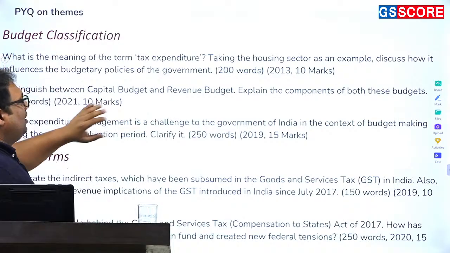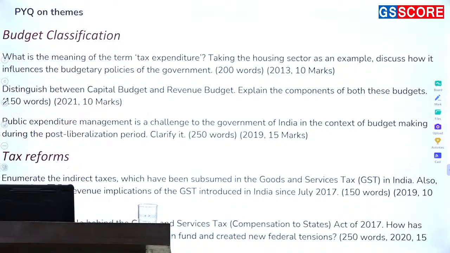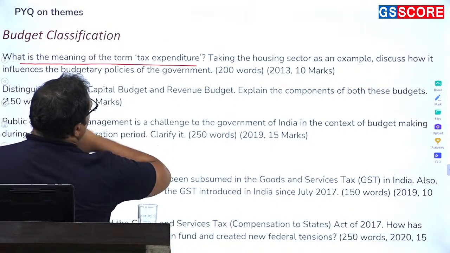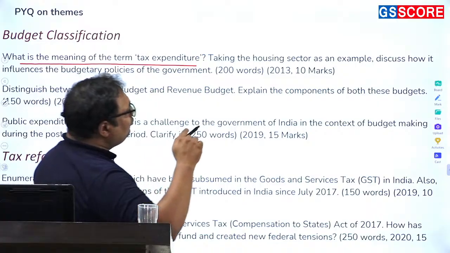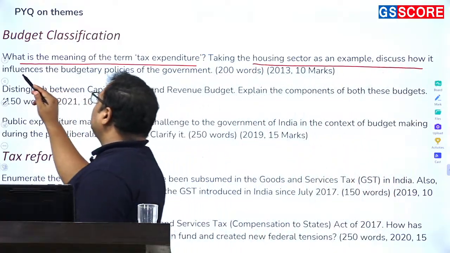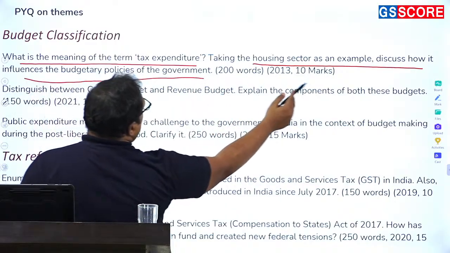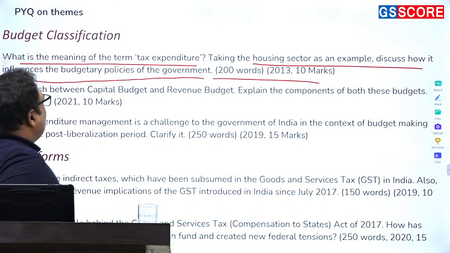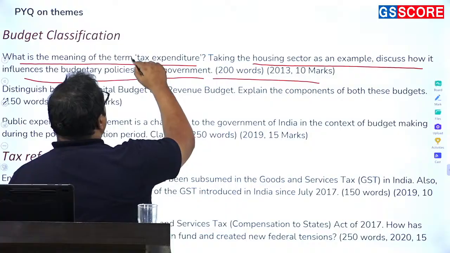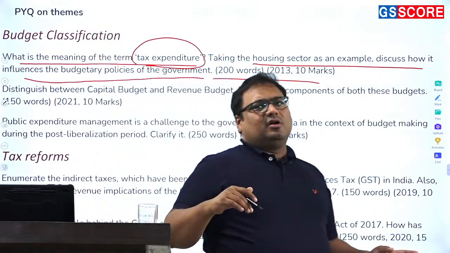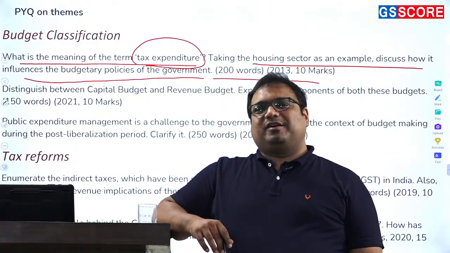Yes, I have picked up 3 questions from budget classification. What is the meaning of the term tax expenditure? Taking the housing sector as an example, discuss how it influences the budgetary policies of the government. This was asked in 2013. Okay, tax expenditure. It is part of the budgetary concept, but this is not included in the budget, interestingly.